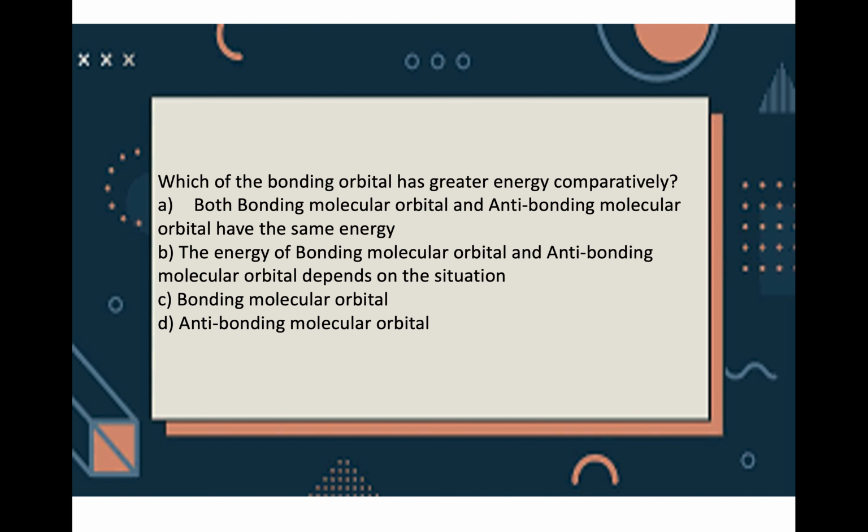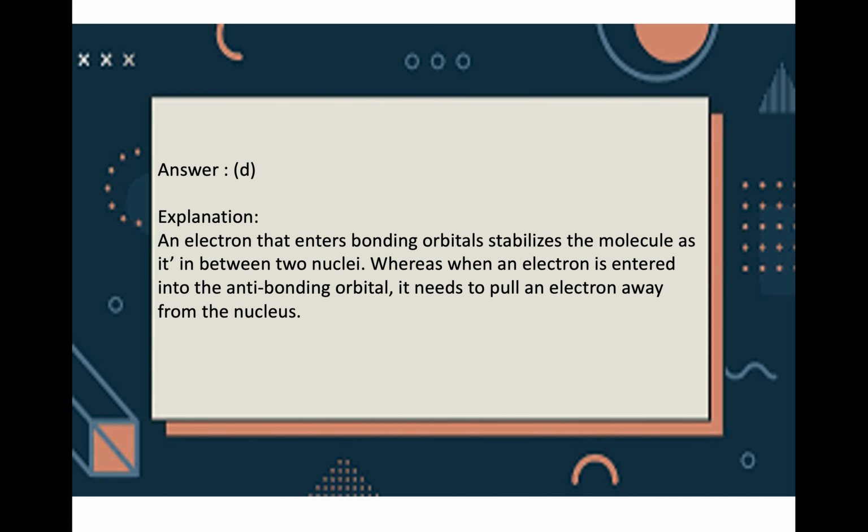Okay. Now, which of the orbitals has higher energy when you compare them? So, see, option A is both bonding molecular orbital and anti-bonding molecular orbital have same energy. B, energy of bonding molecular orbital and anti-bonding molecular orbital depends on the situation. C, bonding molecular orbital. D, anti-bonding molecular orbital. The option is D, anti-bonding molecular orbital, because an electron which enters a bonding orbital stabilizes the molecule as it is in between the 2 nuclei. But when an electron enters the anti-bonding orbital, it needs to pull an electron away from the nucleus.